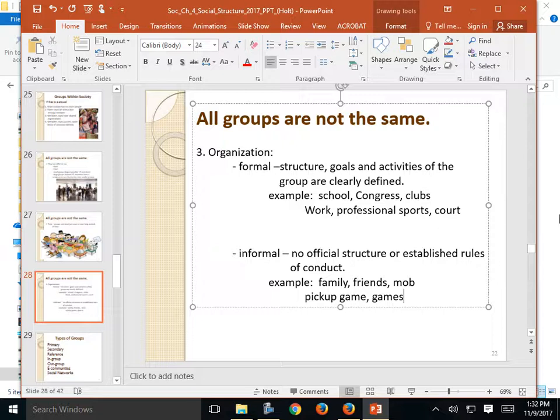So in that case, depending on how you define that particular situation is how you might define it as either formal or informal. Okay. What else could be, let's go beyond games, something else besides games. What else would be an informal situation, or informal group?